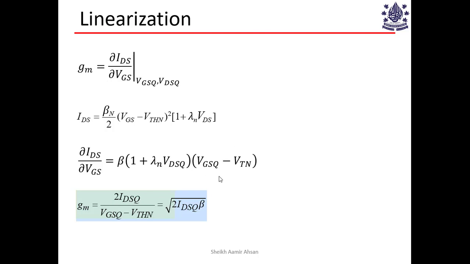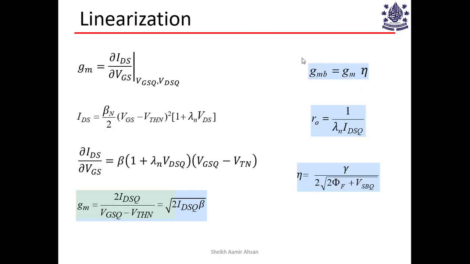In the same fashion, you can calculate GMB, and you can calculate R naught by linearizing, by taking derivatives. I've just calculated these values for you, but I would strongly recommend that you do these derivations on your own and verify whether these are correct. It will give you some good experience in doing hand calculations. By the way, what is GMB? How do we derive that? We take a derivative of IDS versus VBS, and then you will arrive at this. Notice that it will have this dependence on VSB.